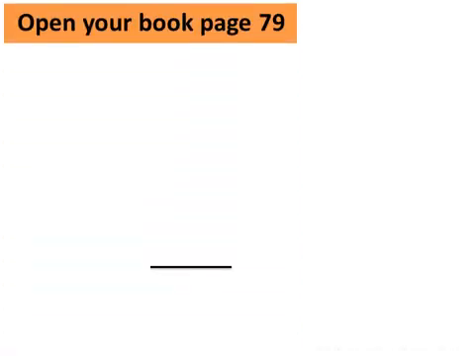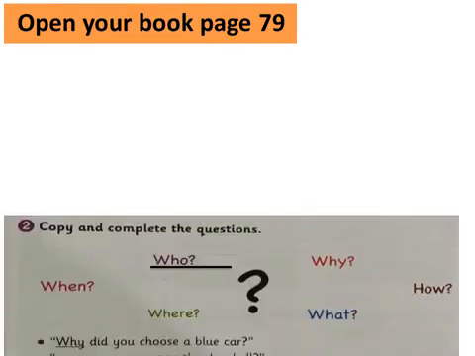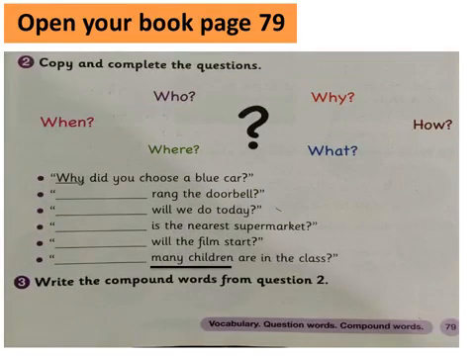Okay, so the second question in page 79, I will answer this question with you now. So go get your pencil and let's answer the question together. In this question, you need to complete the questions here, and you will use when or who or why or how or what or where. So how will we do this? Let me show you the trick. Okay, so the first one has been already answered. Why did you choose a blue car? Let's go move to the second question.